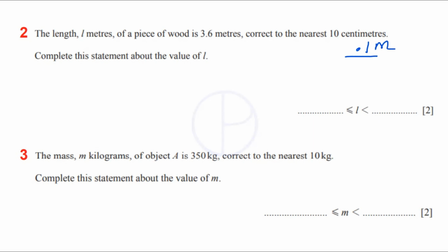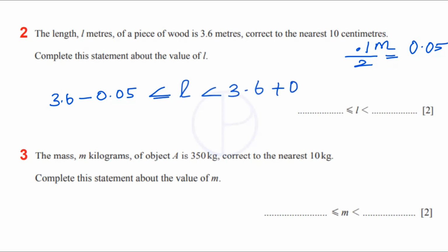Okay, 0.1 divided by 2 equal to 0.05. So 3.6 minus 0.05 less than or equal to L less than 3.6 plus 0.05. So 3.55 less than or equal to L less than 3.65.